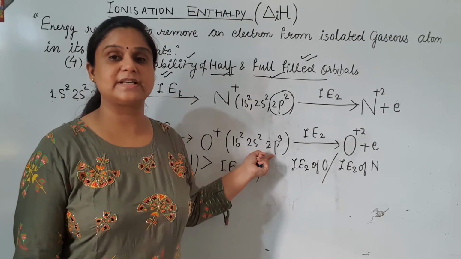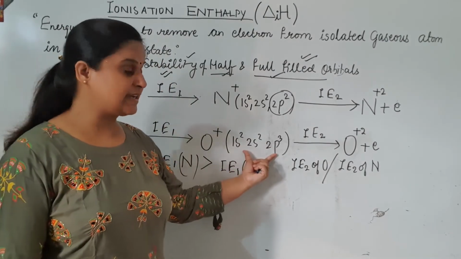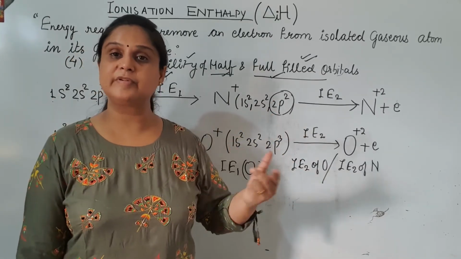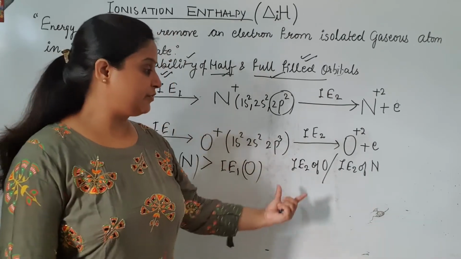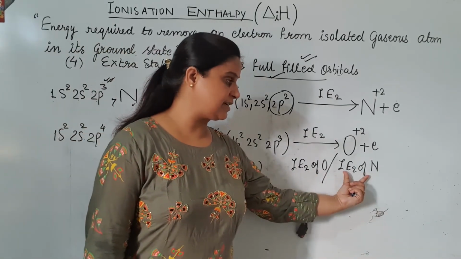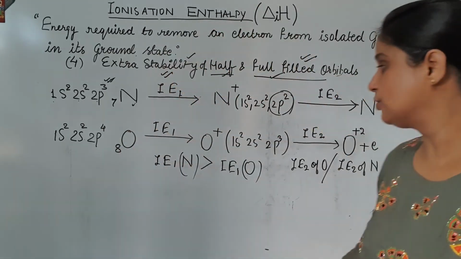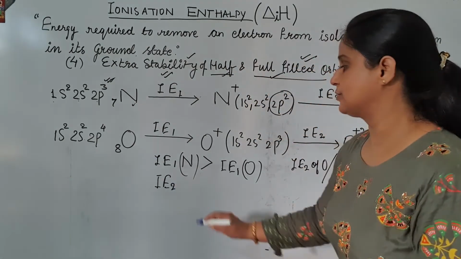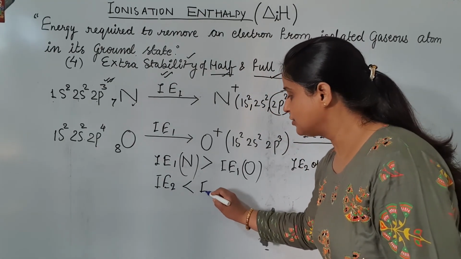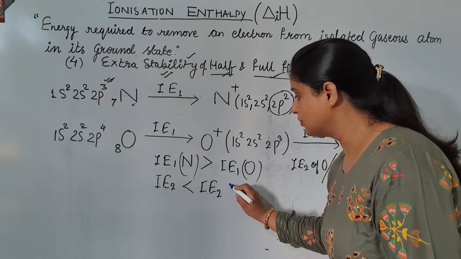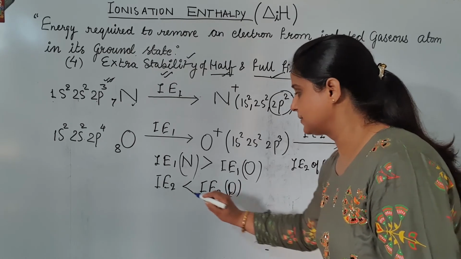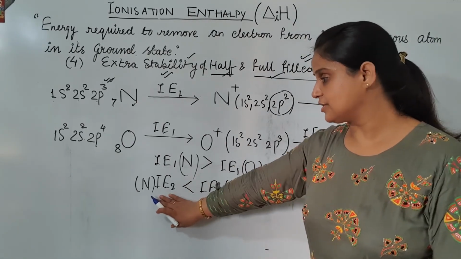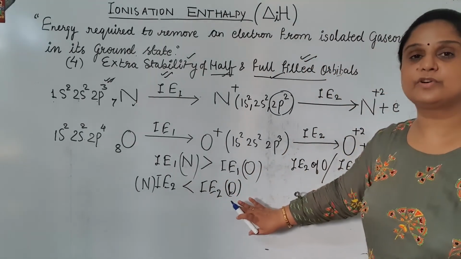So now it will not give this electron easily. So for oxygen ionization enthalpy will be more and for nitrogen ionization enthalpy will be comparatively lesser. So we can compare IE2 for oxygen and nitrogen: IE2 for nitrogen will be less than IE2 for oxygen. Can you understand this? IE2 for nitrogen will be lesser than IE2 for oxygen.